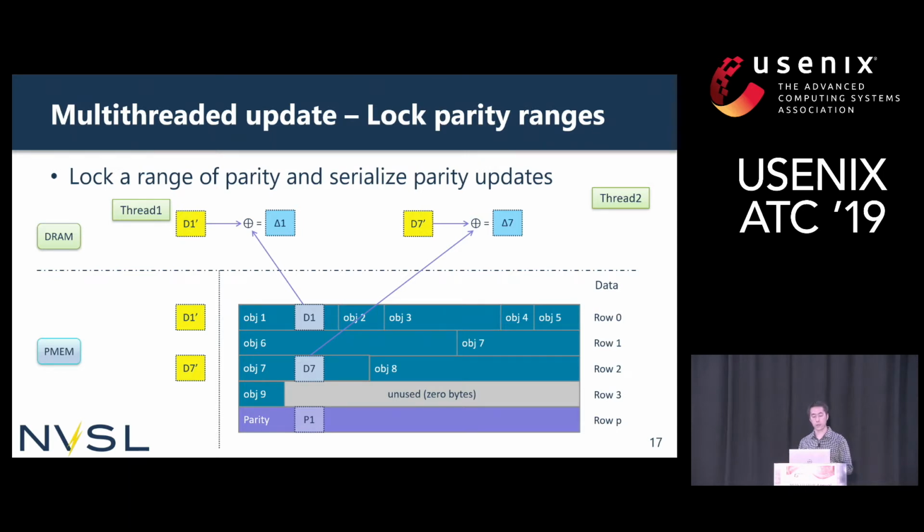For multi-threaded applications, Pangolin needs a way to coordinate parity updates if modified ranges share a segment of parity. This slide shows two threads concurrently executing two transactions, modifying object 1 and object 7 independently, but their modified ranges overlap in the column direction. So they share a range of parity. To update this range of parity, a straightforward method is to lock a parity range and serialize parity updates between threads. This works, but it sacrifices scalability.